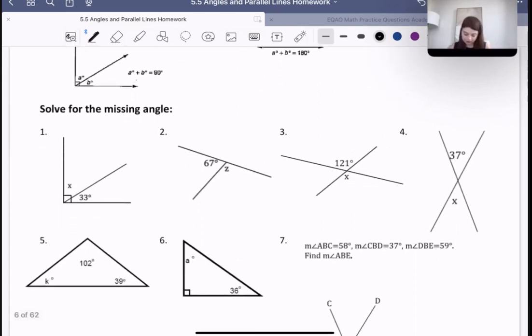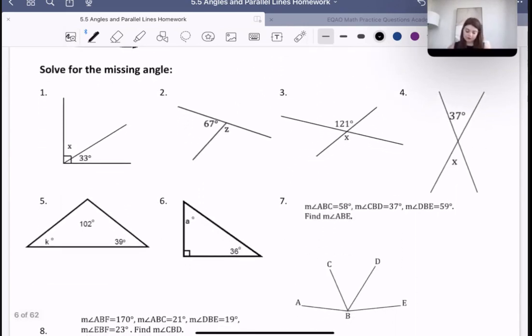All right. So let's solve for the missing angle. So for this one, how would we solve it? Well, we know that this right angle has to add up to 90 degrees. So to find the missing angle, we do 90 degrees minus 33 degrees, and that gives us 57 degrees. So the answer is 57 degrees.